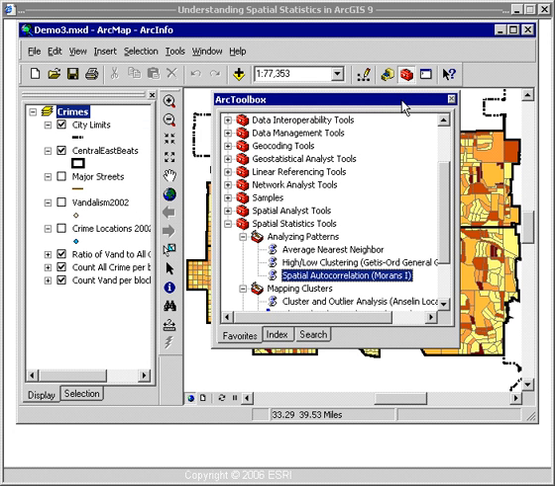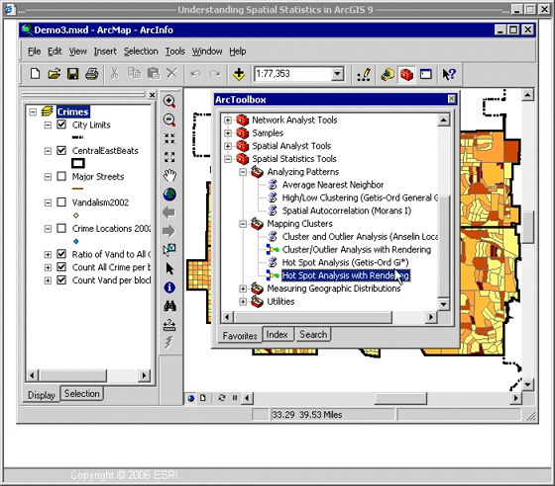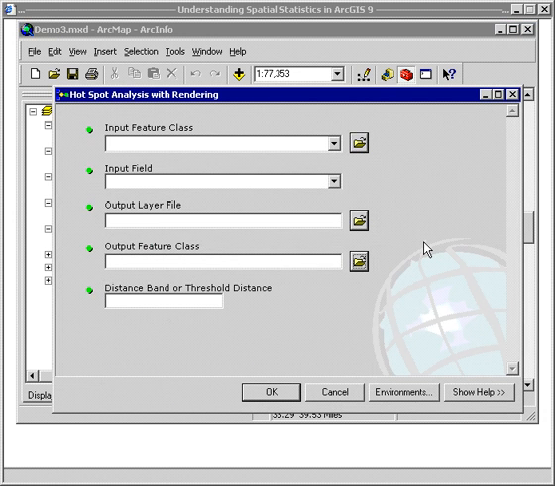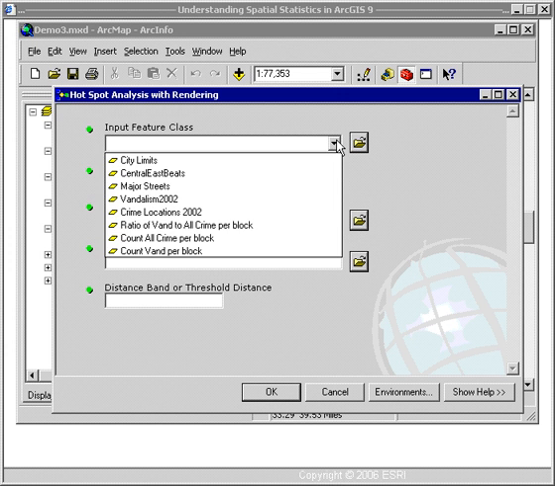So now we know that our crimes are clustered, and we know a distance where clustering is significant. But we don't yet know what distance clustering reaches a maximum or peaks. I'll show you that in just a minute. Right now I want to start the Hotspot Analysis tool so it can run while we talk about that distance measure. To locate our hotspots, we're going to use the Hotspot Analysis with Rendering tool, located in the Mapping Clusters toolset. Not only are my stats going to be computed for me, but each feature is going to be symbolized as well. So my input feature class is again going to be my census blocks.